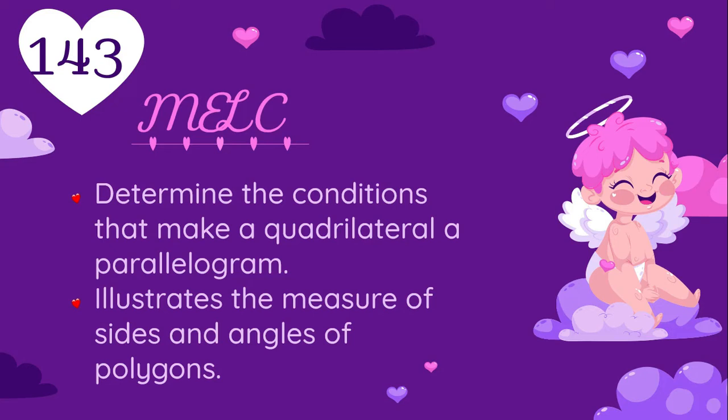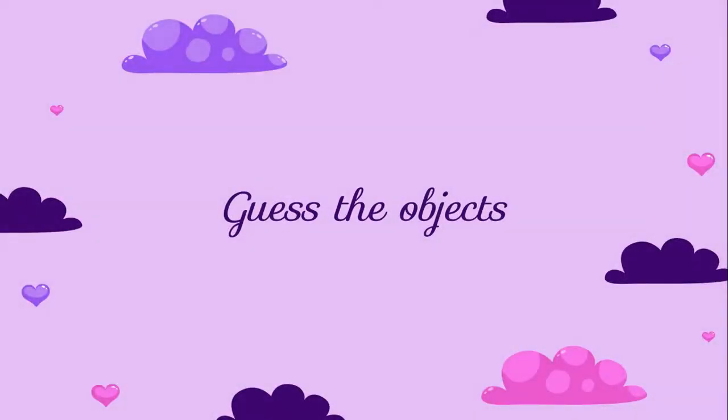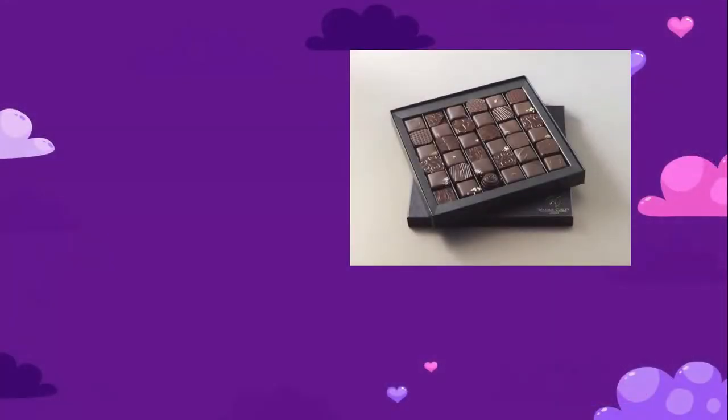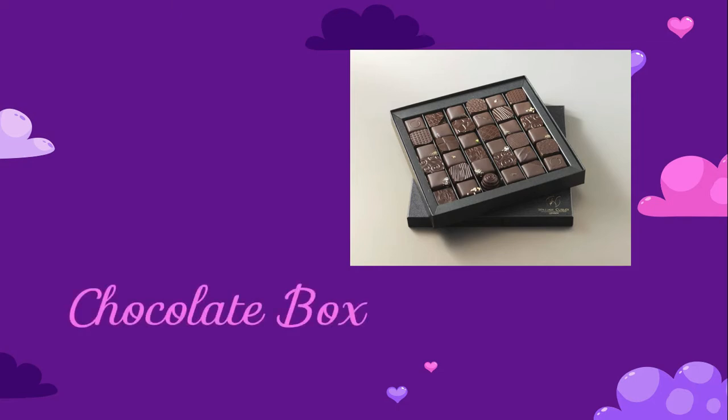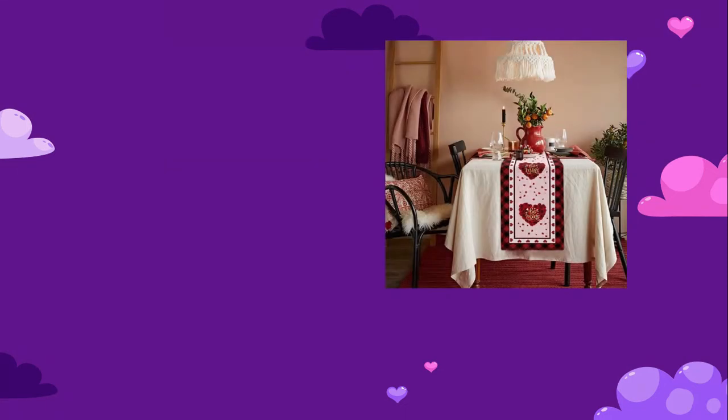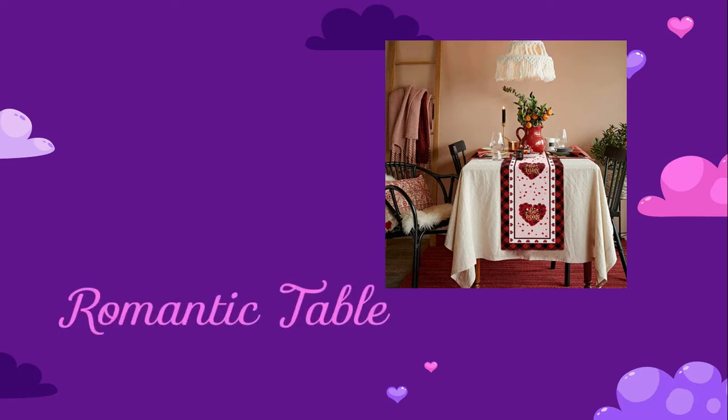Now, we'll be having a small game called Guess the Objects. What you're going to do is guess what the picture is. Okay? So let's start. What is this object? Very good, it's a chocolate box. Let's go to another picture. What is this? Very good, it's a romantic table.